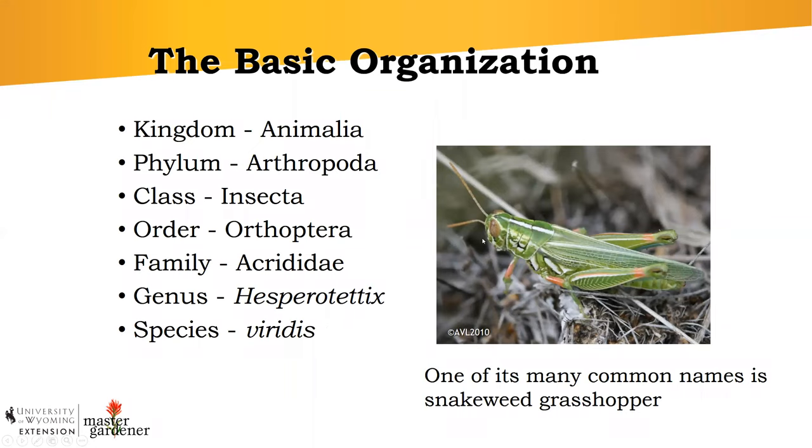Hesperotettix viridis is its scientific name. It has a relative that also lives in Wyoming, called Hesperotettix speciosus. It eats some other types of noxious plants. So again, this is important information, but we're not going to worry too much about it past the order level tonight.